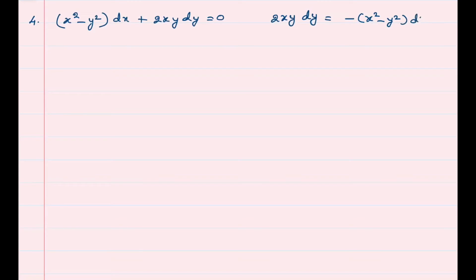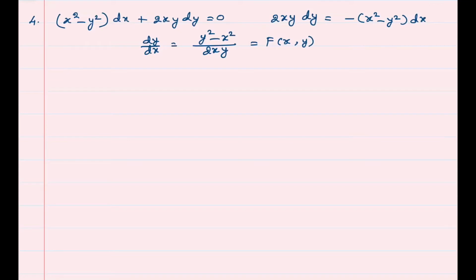Question number 4. (x square minus y square) dx plus 2xy dy equal to 0. If dy by dx is a rational function, then we can solve it by taking dy by dx or dx by dy. 2xy dy is equal to minus of (x square minus y square) dx. Therefore, dy by dx is (y square minus x square) after distributing the negative sign, divided by 2xy. We will take this as f of x, y.